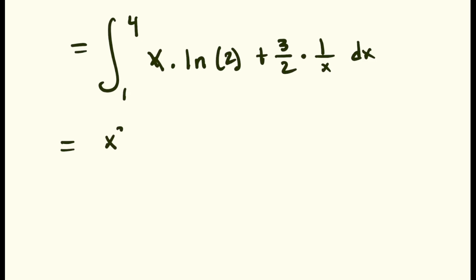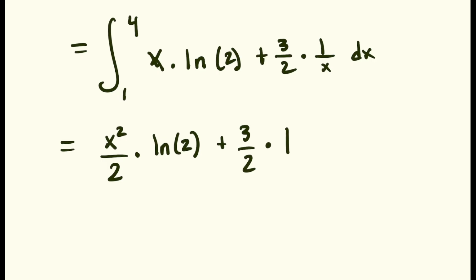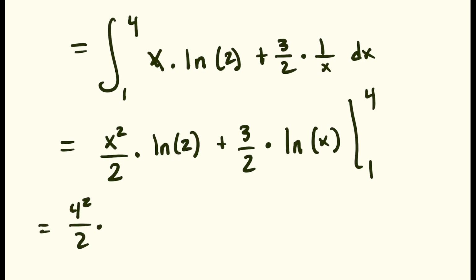Antiderivative of x, add 1 to our power, divide by our new power. Natural log of 2 is just a constant, so it comes along for the ride. Same with 3/2. Our antiderivative for 1 over x is natural log of x, and we are evaluating from 1 to 4. So now we're going to punch that information in. That is going to give us 4 squared over 2 times natural log of 2 plus 3/2 times natural log of 4.